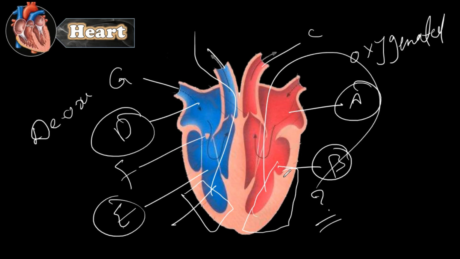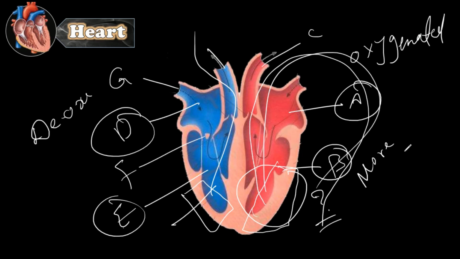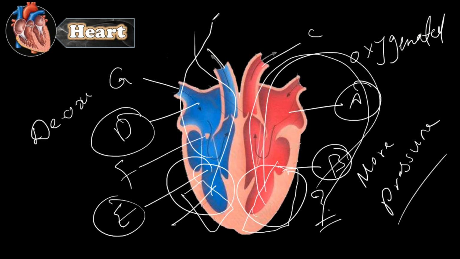Because this part of the heart pumps blood to all parts of the body, it needs to have more pressure to pump the blood everywhere. But this side of the heart pumps blood only to the lungs, and the lungs are close to the heart, not that far, so it doesn't need that much pressure like the left side of the heart.